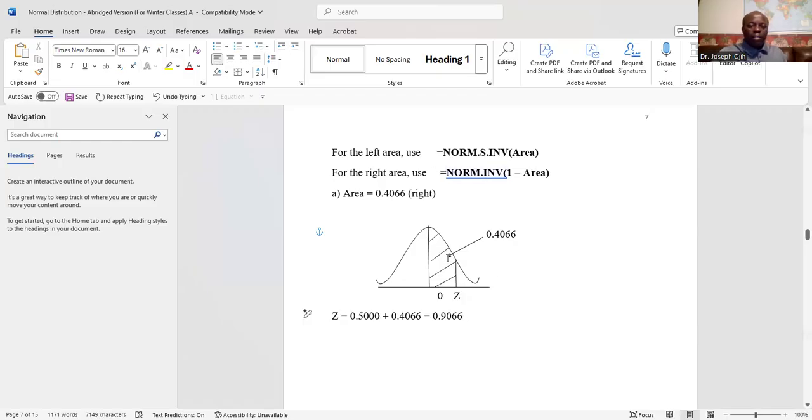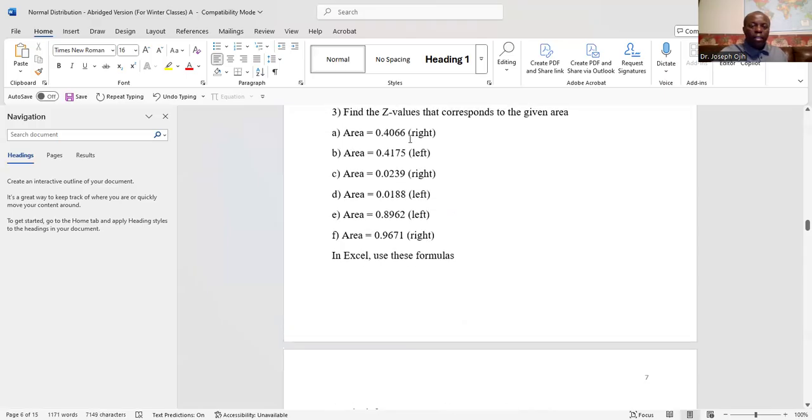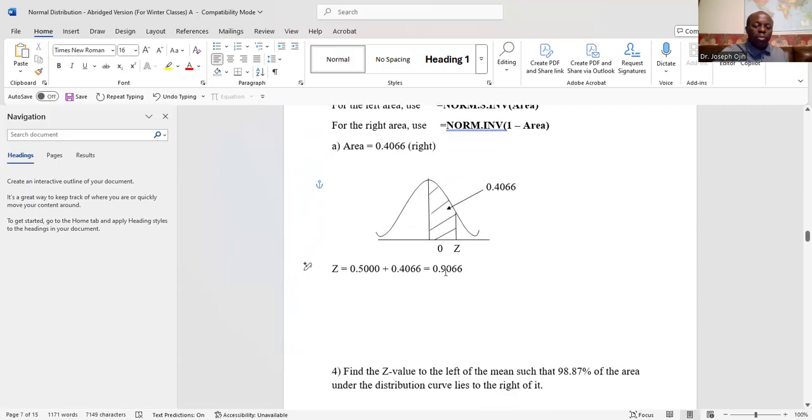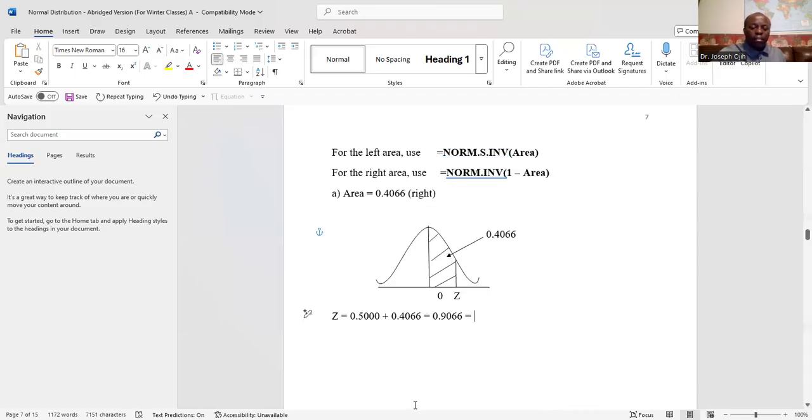It says area 0.4066 to the right. So we're going to be using this. Let me write this down: 0.4066, now it's 0.9066. That's what you're looking for. So now you can look at the Excel and get the answer. Our Z will now become, if you go to the Excel, like I said, we're going to use NORM.S.INV.